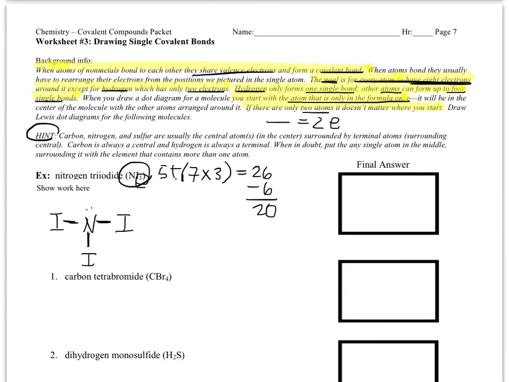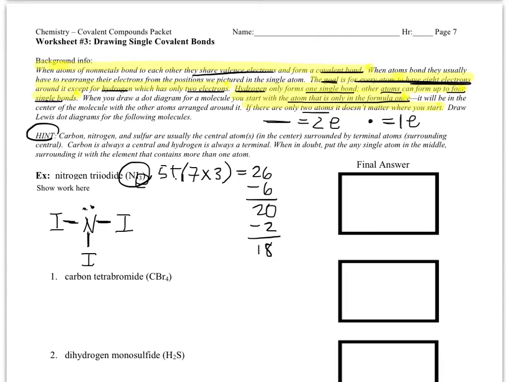Okay? These dots each represent just one electron. And while the line represented 2 electrons that were shared, these single dots represent 1 electron that belongs just to that atom. So these electrons up here, 1, 2, they just belong to nitrogen. So that means I've used 2 more electrons, which means I have 18 electrons left.